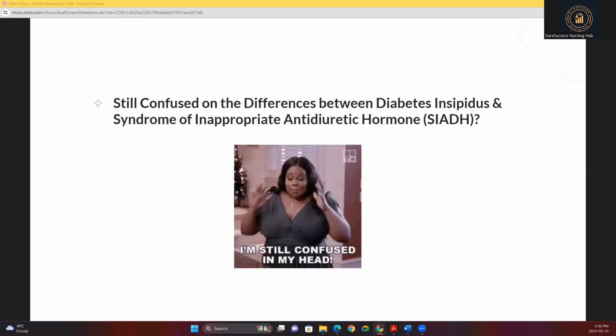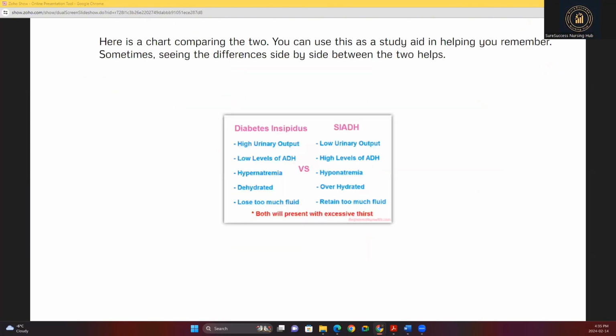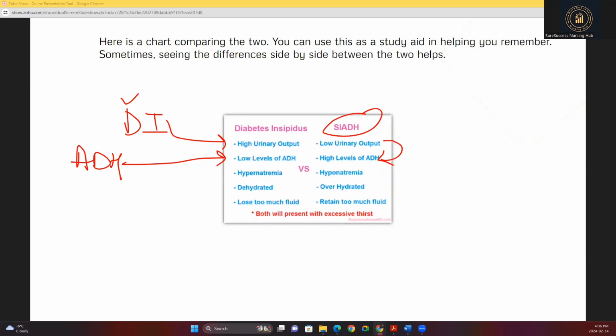All right. So still confused with the difference between diabetes insipidus and SIADH? Let's revise side by side. DI means what will happen to the ADH? Decrease. And what is happening with the SIADH? Super increase. Good. What will happen to the urine output? Dry inside means the urine output is high. As super increased ADH means soaked inside, the output is low.